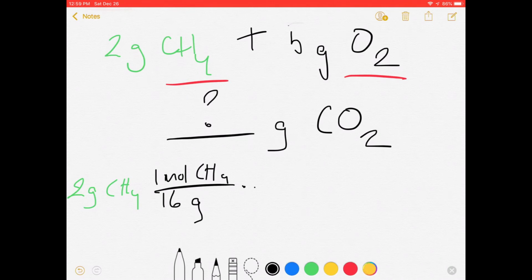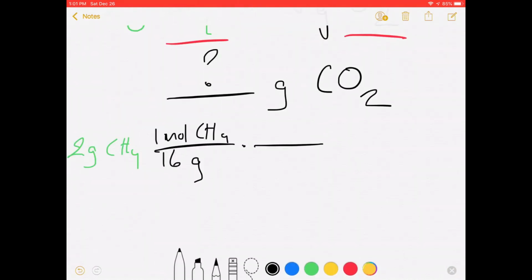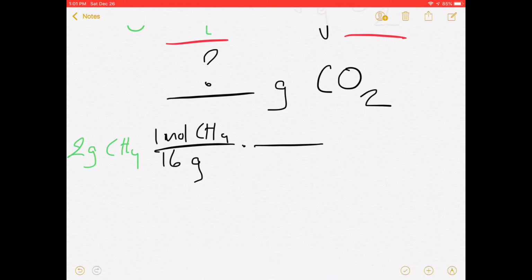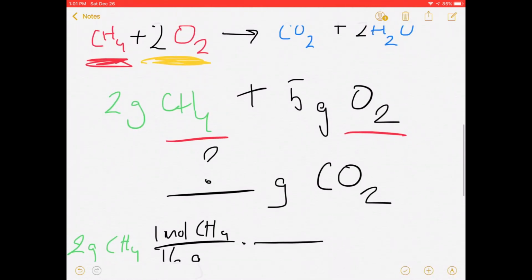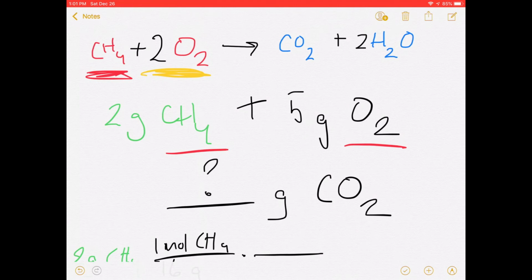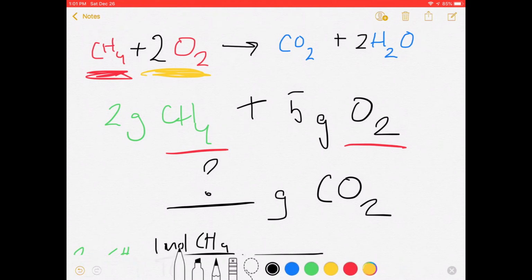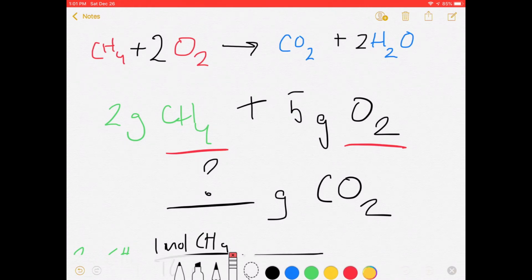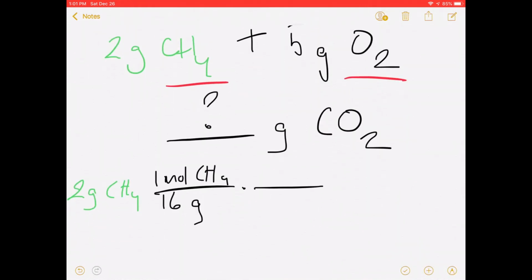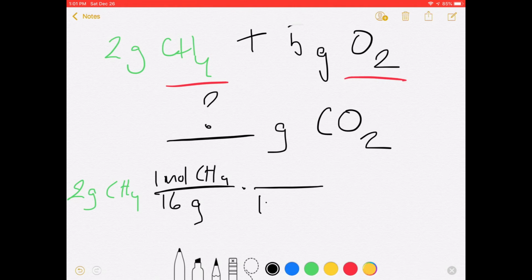Now we need to go from moles of CH4 into moles of CO2. So we look towards our combustion reaction to see our conversion factor, and we can see that for every 1 mole of CH4 right here, you get 1 mole of CO2. So now let's go down and write that down here. For every 1 mole CH4, you get 1 mole of CO2.